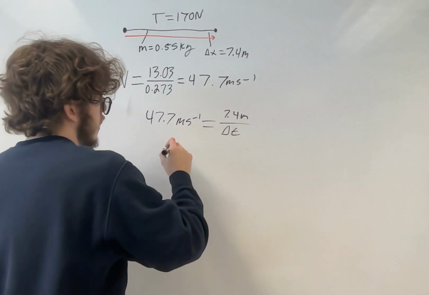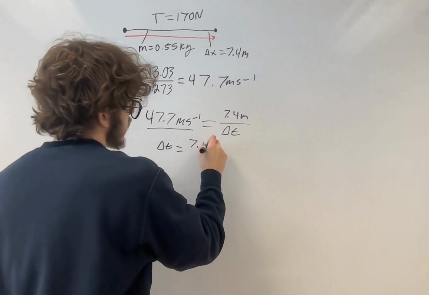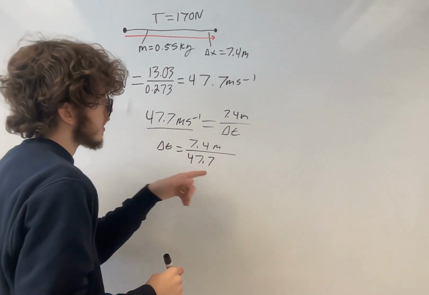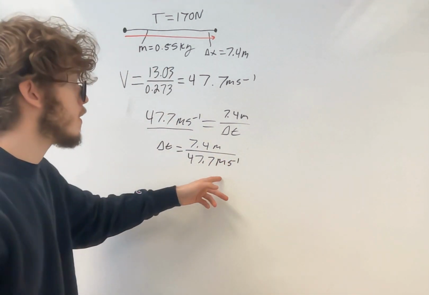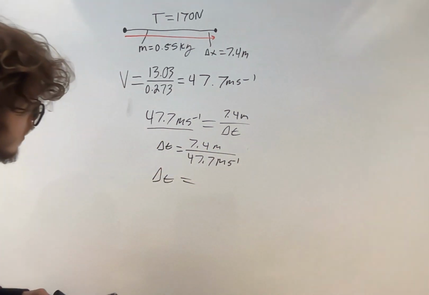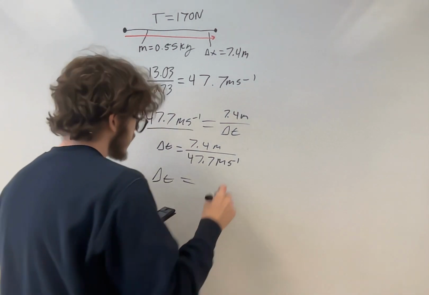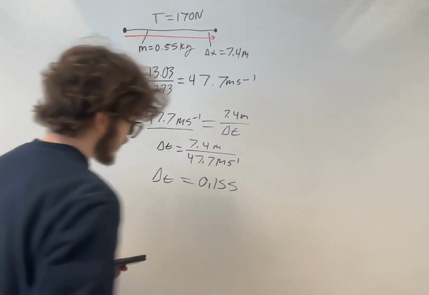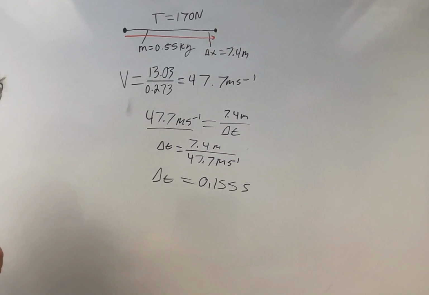Right? We're going to bring the delta t to the top and divide by our velocity. So delta t is going to be equal to the distance we traveled over the velocity, right? That's going to cancel meters and give us seconds, right? If we have seconds in the denominator in a reciprocal form, well, that's going to bring it up to the top. Okay, so delta t, 7.4 divided by 47.7. We are going to see that the time it takes to go from one end of the string to the other is 1.55 seconds. So pretty short, fraction of a second there. That's going to be your answer there.